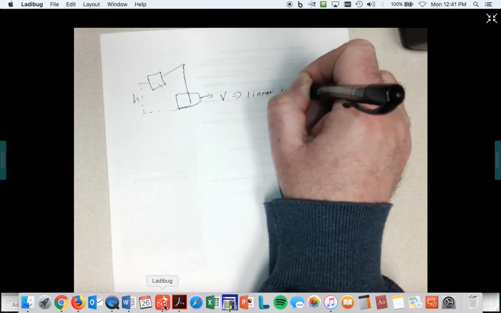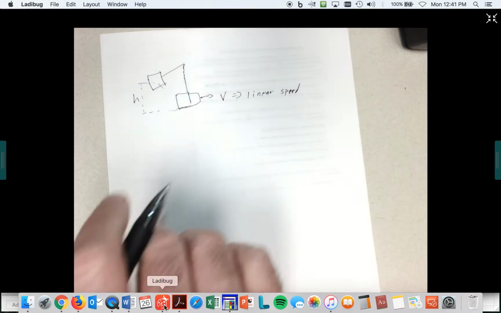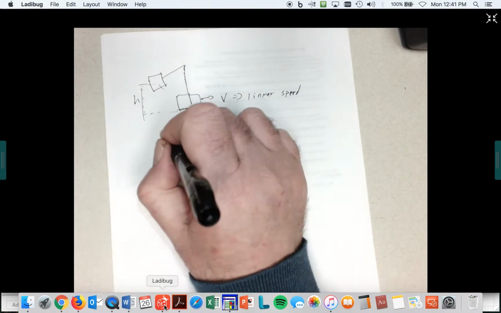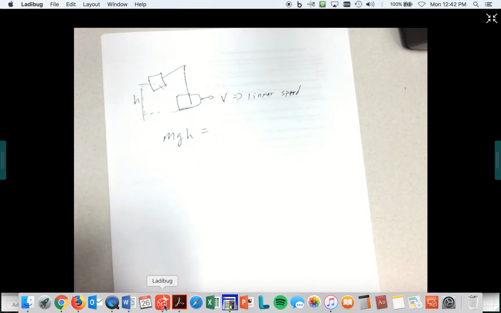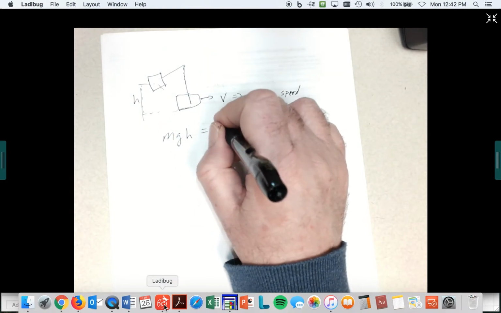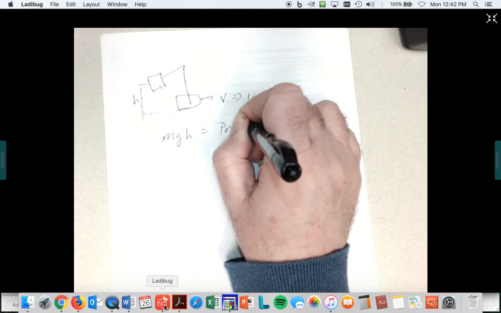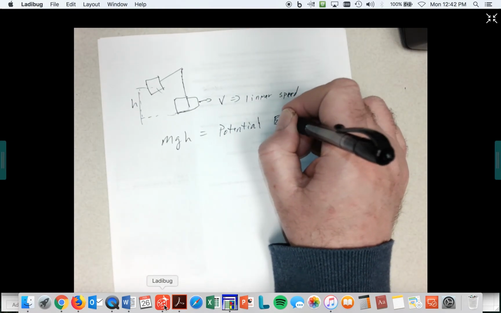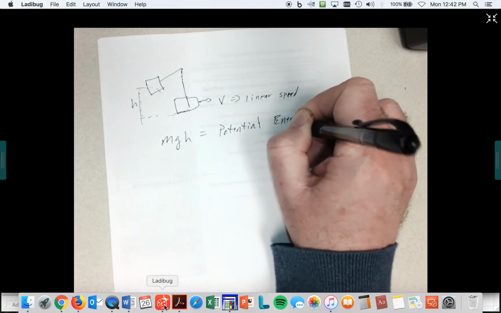Okay, and we have not talked about this. This will not be on the exam, but I just want to show you. The way you do this is you take the mass of the gondola times gravity times h. mgh is the gravitational potential energy. It's ready to do work. That's all potential energy means. It's something that can do work now.